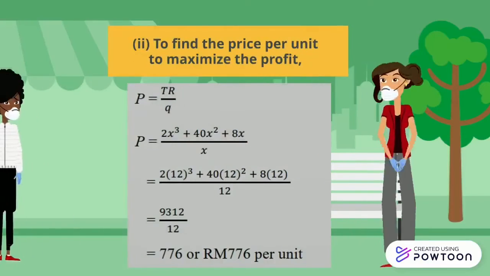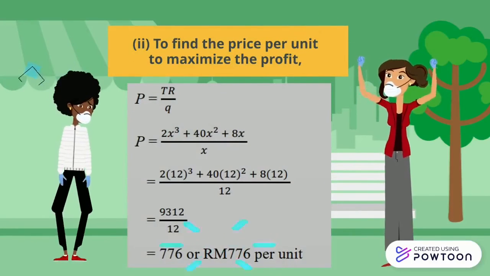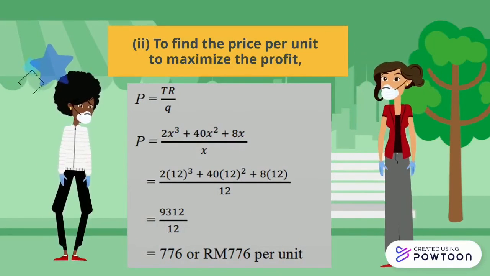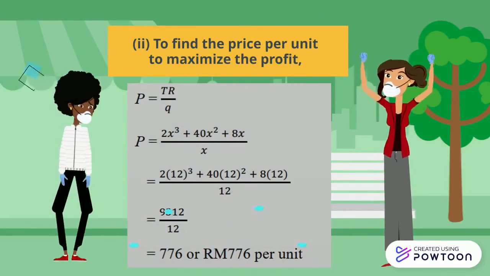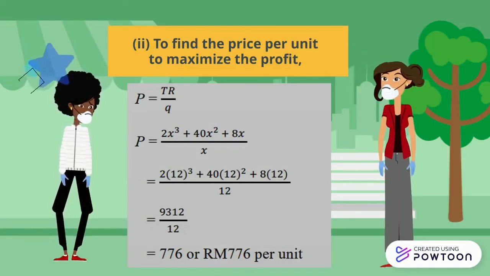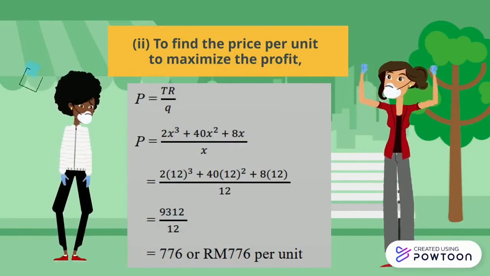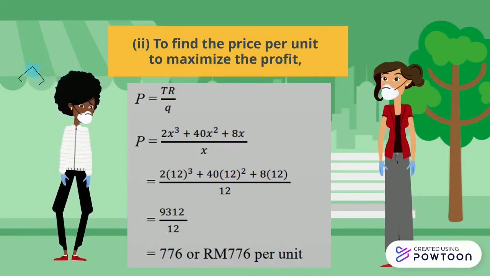And then we move to the next part, which is to find the price per unit to maximize the profit. We use the formula TR divided by Q, and then we substitute the functions into the formula and get the price per unit to maximize the profit, which is RM776 per unit.